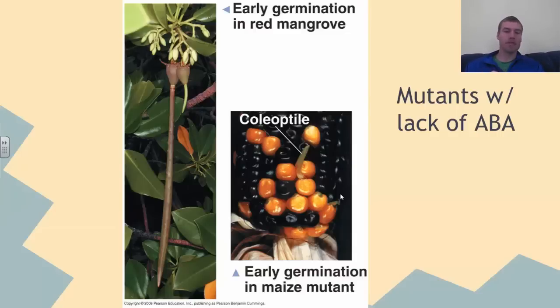So here are some mutants that lack ABA. For example, these are some mangroves, and you notice that this mangrove fruit right here is beginning to grow a root. The reason is because it does not have ABA. It is not producing abscisic acid, and so it is just going to start germinating wherever, and you can see that it's still attached to the tree, which is obviously not the best.